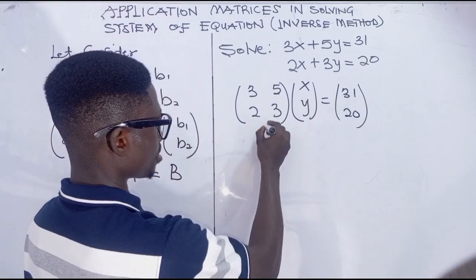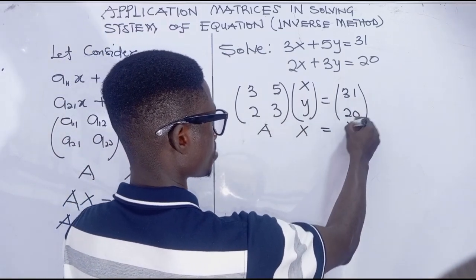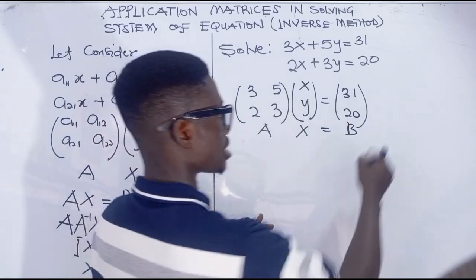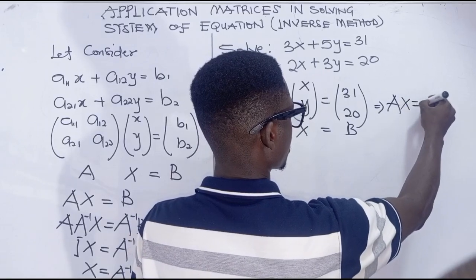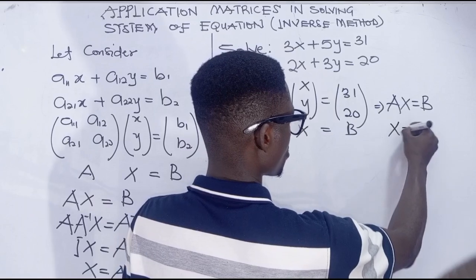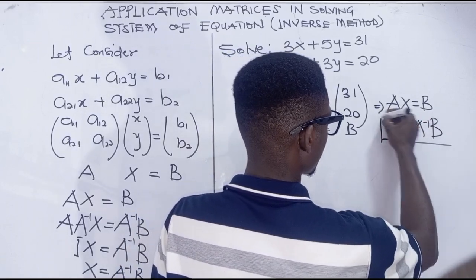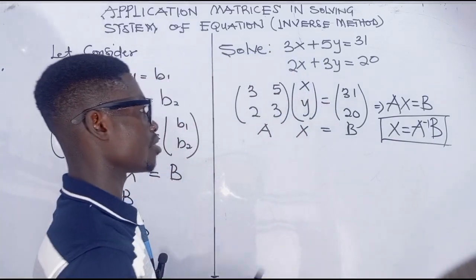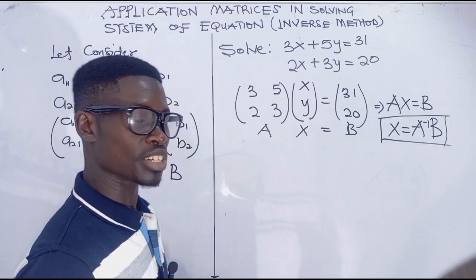Now let's call this matrix A. Let's call this matrix X. Let's call this matrix B. So this implies that A multiplied by X is equal to B. Therefore, we are going to use the inverse method approach, which is this, to find the value of x and then y. So first of all, we have to find the inverse of A.